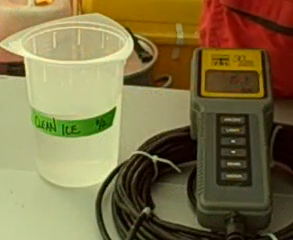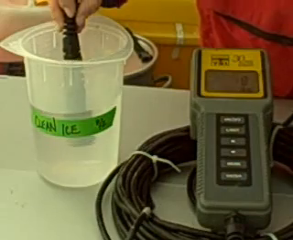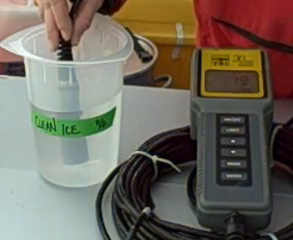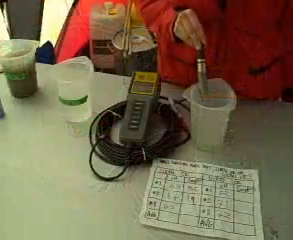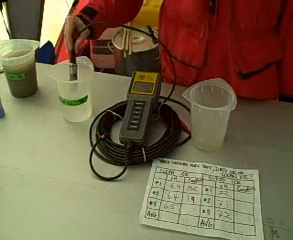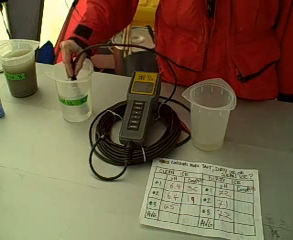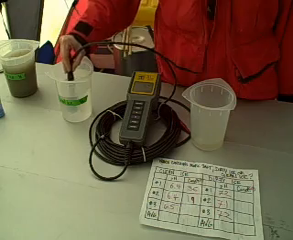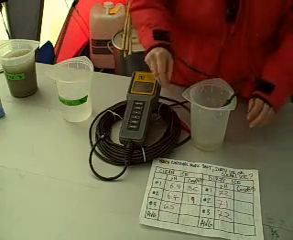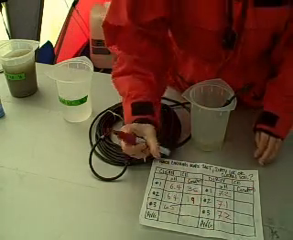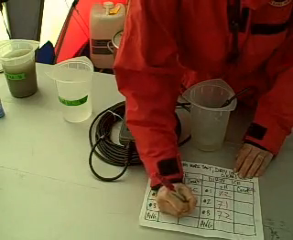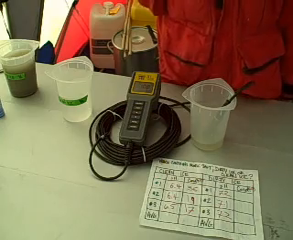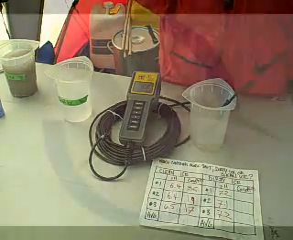Now for our second conductivity reading of the clean ice, and we get 19. Now for our last conductivity reading of the clean ice, and we're going to put 17 microsiemens. So our final readings are 36, 19, and 17, so you take the average.